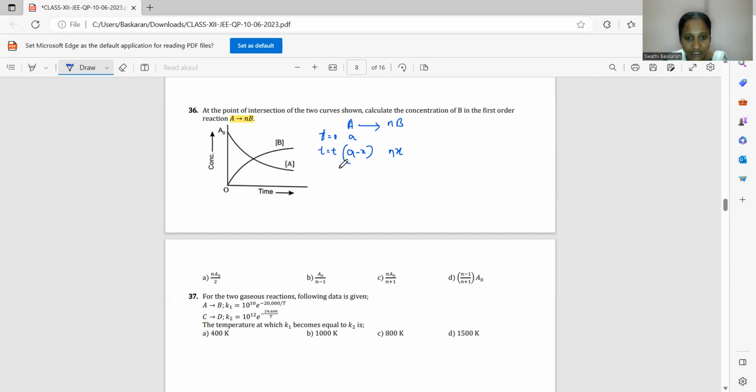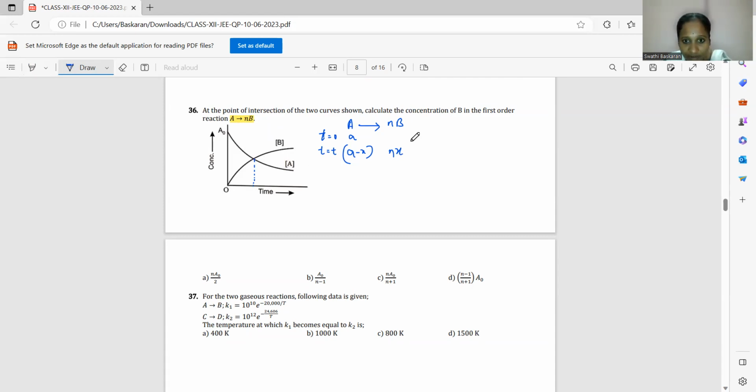Now from the graph it is evident, can you see here the point of intersection between, this is the product curve and this is the reactant curve. So when time t is equal to t, the concentration of B becomes equal to the concentration of A. So which means that a minus x is equal to nx, from the graph, right?